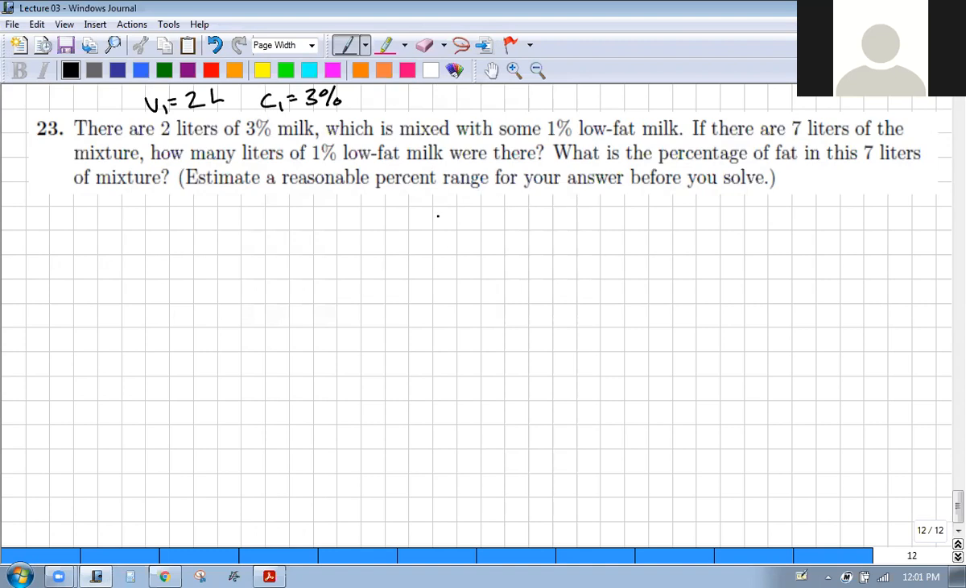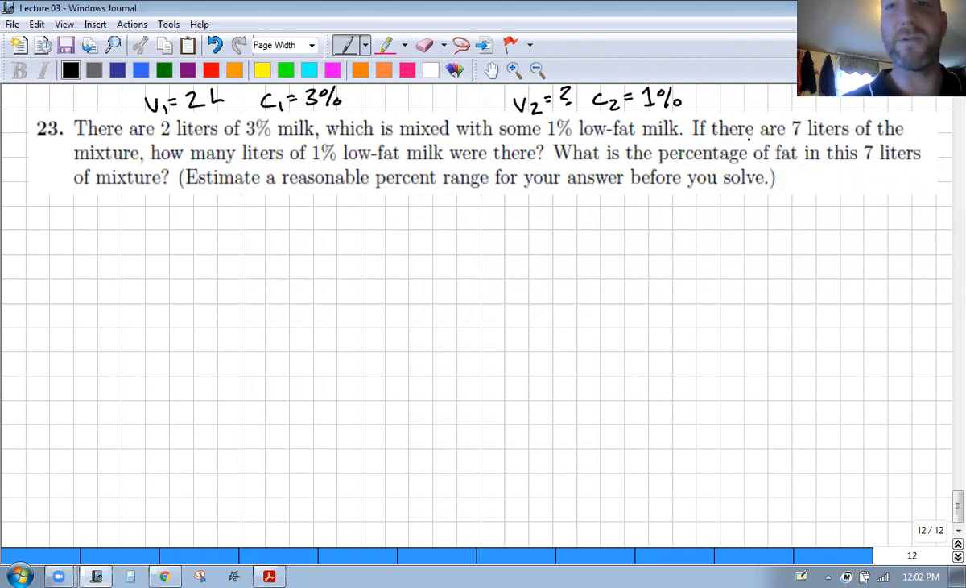And it's mixed with some 1% low-fat milk. So notice here, some, that's our V2. They don't tell us how much. So our V2 is unknown, but we know its concentration, it's 1%. So if there are 7 liters of the mixture, what does that tell us? The V3. V3 is 7 liters.